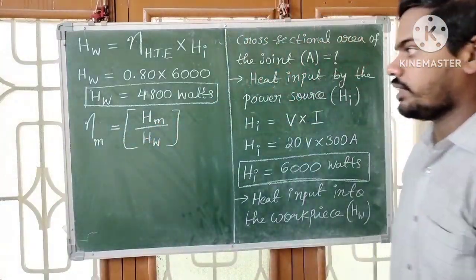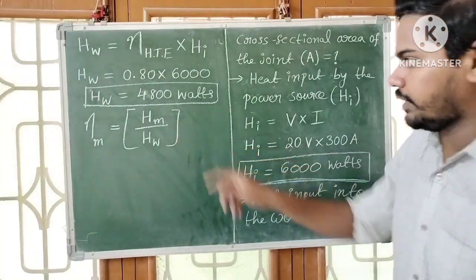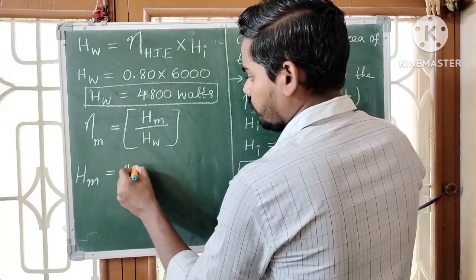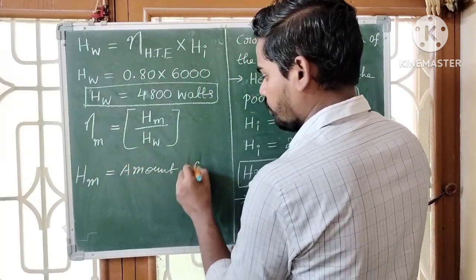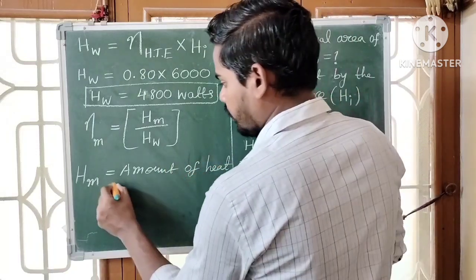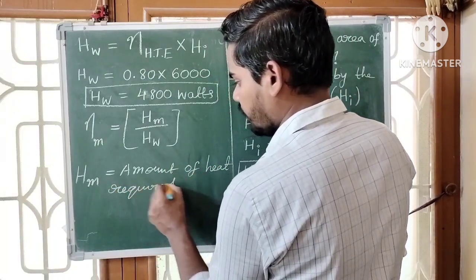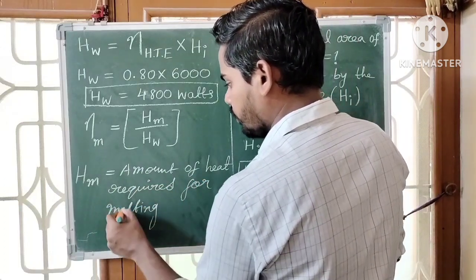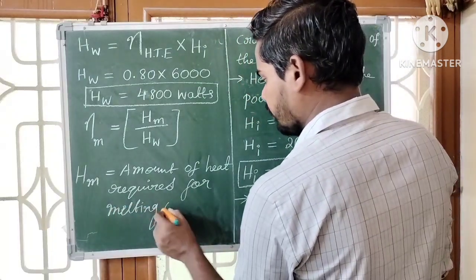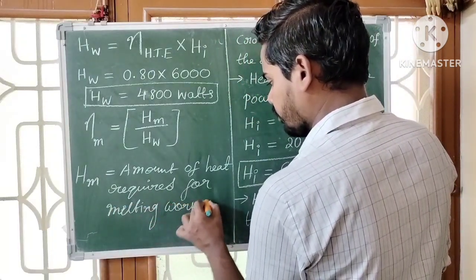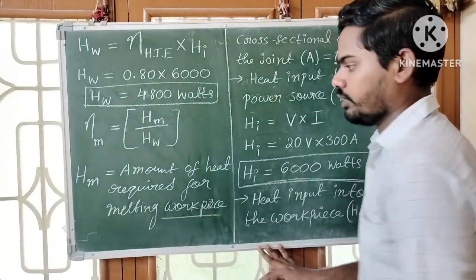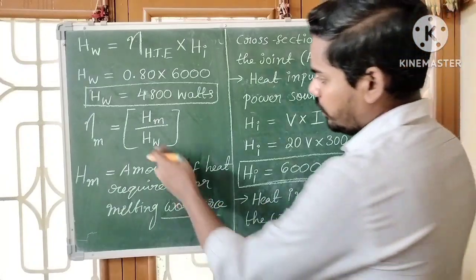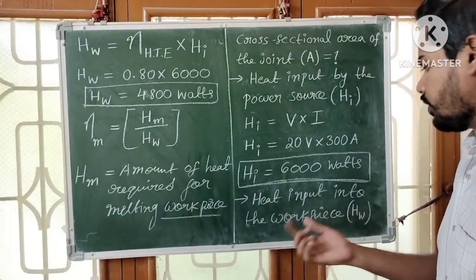So melting efficiency is equal to HM by HW. What is HM? Here HM is equal to the amount of heat required for melting workpiece. So amount of heat required for melting workpiece. So what is HW? Here HW means heat input into the workpiece.